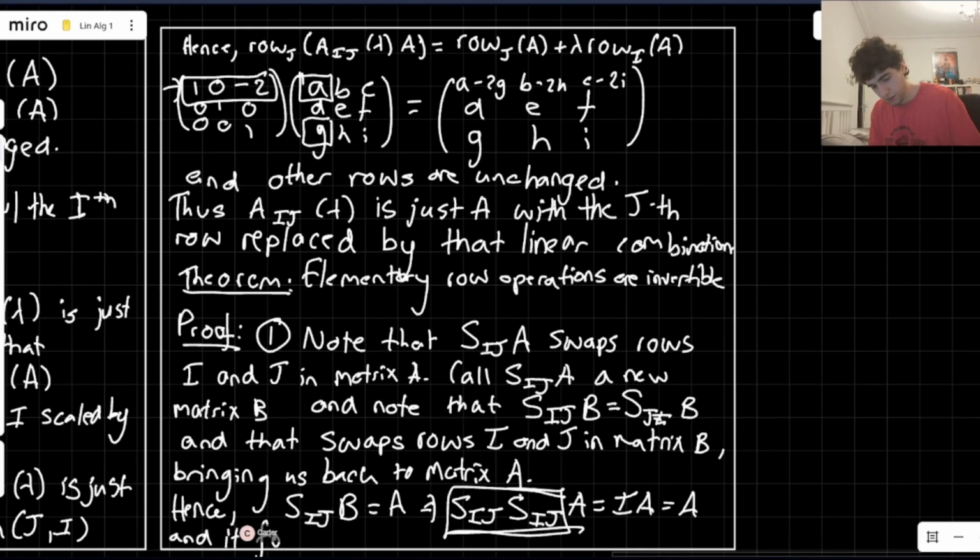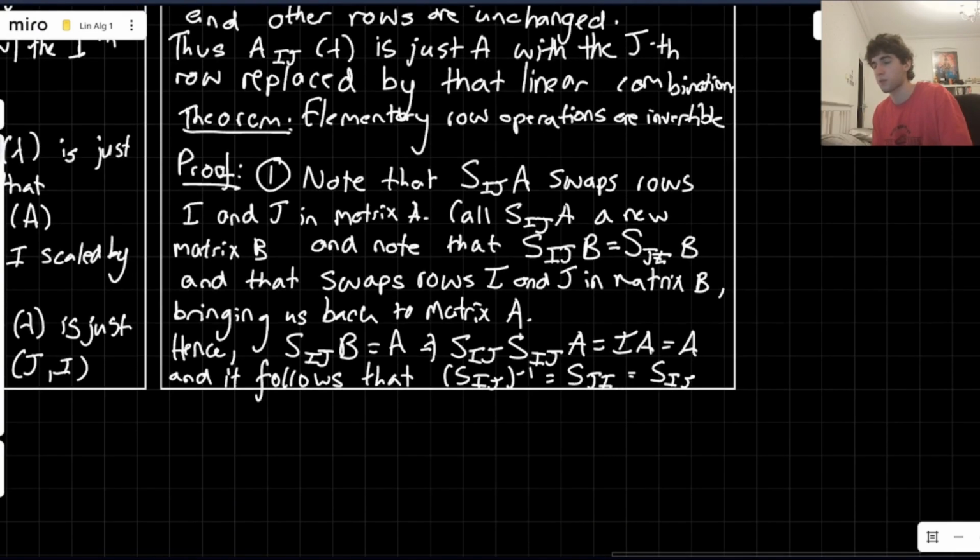Right, and it follows that the inverse of swapping row i with row j is effectively just swapping row j with row i, or just swapping row i with row j again, right? That's also true for the matrix S_ij. The inverse of that matrix is just itself, which is pretty interesting.